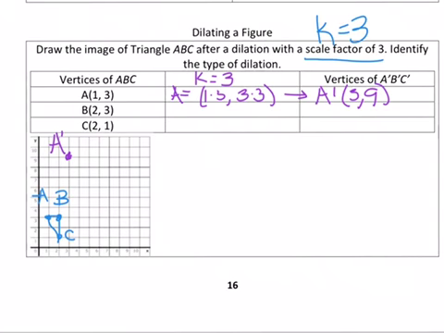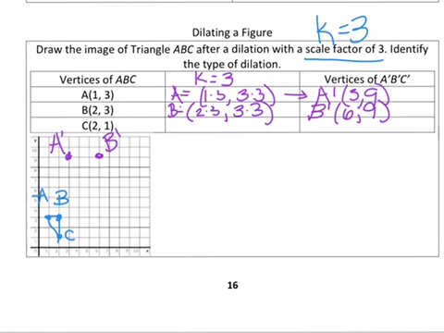So I'm going to go ahead and do that with B. For B, I multiply both numbers by our scale factor, which is 3. So I have 2 times 3, and then again, 3 times 3. So when I go to B prime, 2 times 3 is 6, 3 times 3 is 9, and I'm done. So I just have to plot my point. I go to 6, 9, and that is going to be what B prime is.